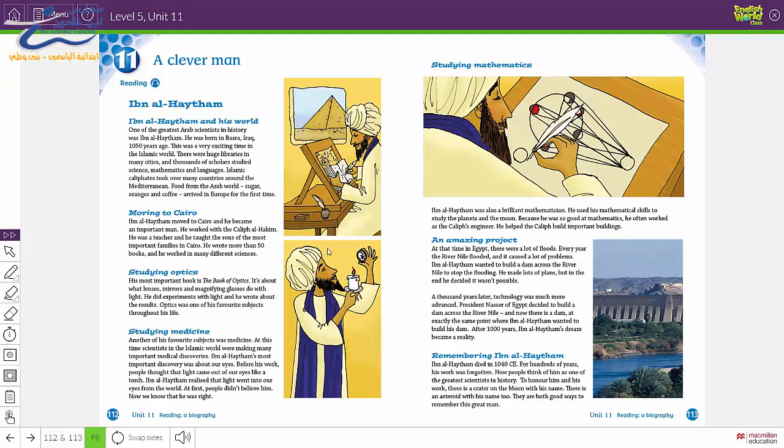Excellent. Ibn al-Haytham was one of the greatest Arab scientists in history, and he was born in Iraq, then moved to Cairo. He studied optics, medicine, mathematics, and he did a lot of amazing projects. Do you think Ibn al-Haytham was a clever man? Yes, I think so. He was a clever man.